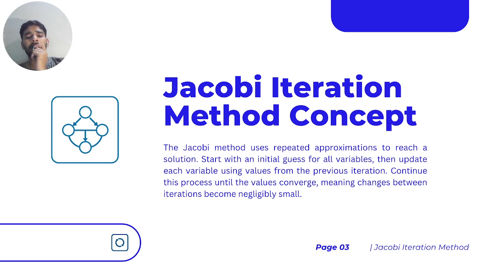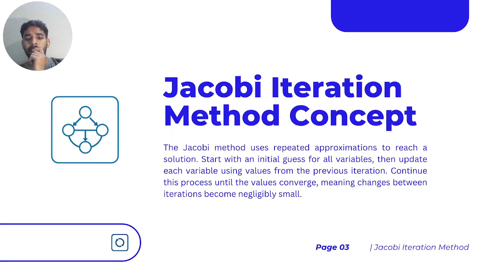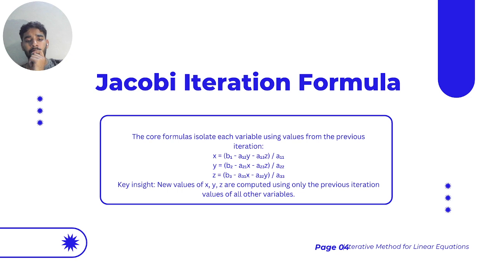Here the Jacobi method uses repeated approximation to reach the solution. Start with an initial guess for all variables, then update each variable using values from the previous iteration, and continue this process until the values converge, meaning changes between the iterations become negligibly small.